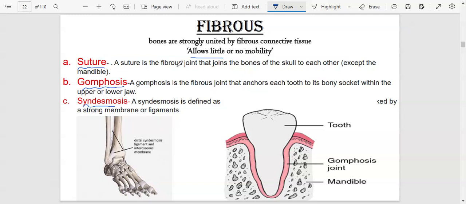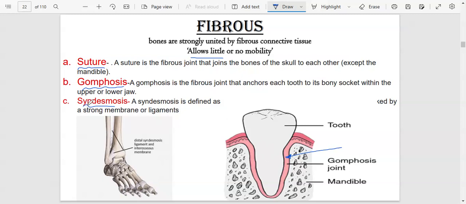Right. So sutures, a suture is a fibrous joint that joins the bones of the skull to each other, except the mandible. Okay, the mandible, the lower jaw, the joint there is not a suture. So these do not allow any movement. We have got also gomphosis. A gomphosis is a fibrous joint that anchors each tooth to its bony socket within the upper or lower jaw. Okay, so this joint we're able to see here is called the fibrous joint because why fibrous? Because we have got fibrous tissue, connective tissue there, right?